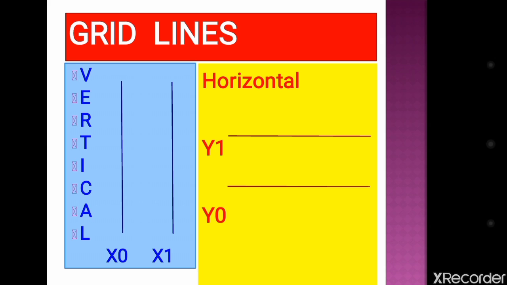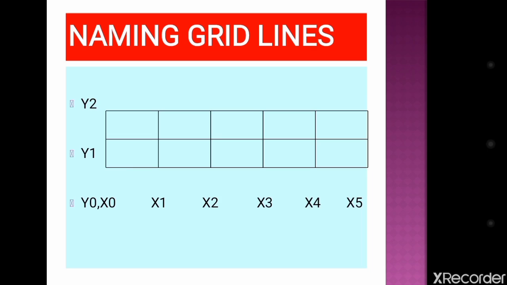Now, lines in a graph are called grid lines. So there are grid lines in a graph, vertically and horizontally. At times, these grid lines may not be seen. If it is vertical, normally we name them x0, x1. And if it is horizontal, we name them y0, y1. Take note of where we start from, y0, y1.